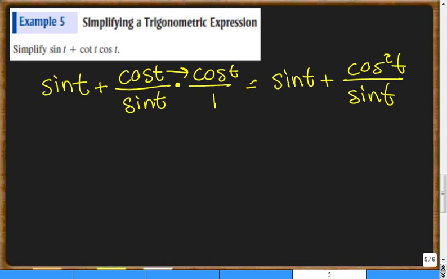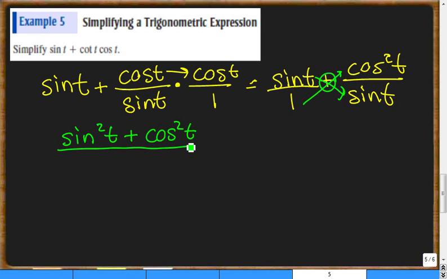I've got to find a way to combine these to make things work out a little bit better for me. So I'm going to think of this as the sine of t over 1. Now, when I go through and do this problem, I need to add these fractions together. So the method that I've taught you guys is you multiply down, so you get sine squared of t. You then take the sign in the middle, plus. I then multiply up to get the cosine squared of t. And you then divide by the denominators multiplied together, which is the sine of t.